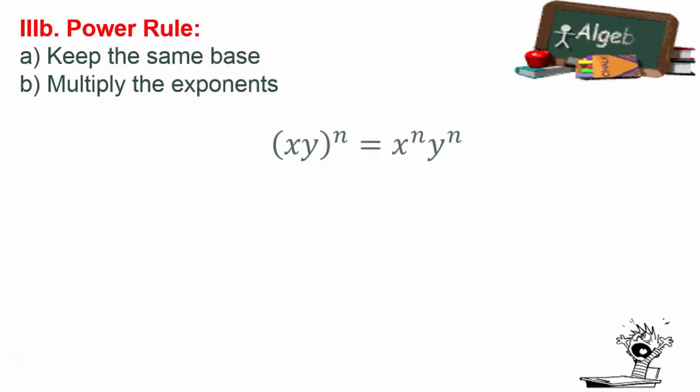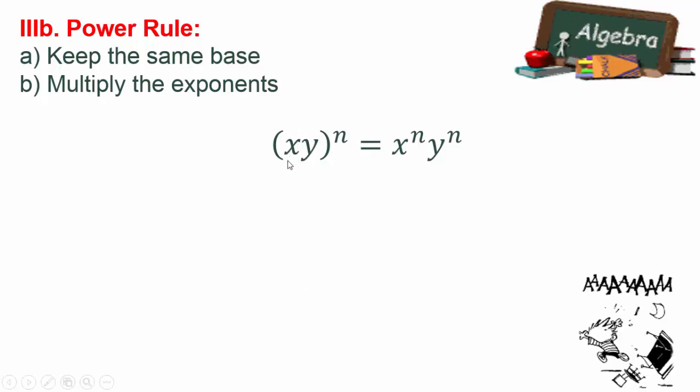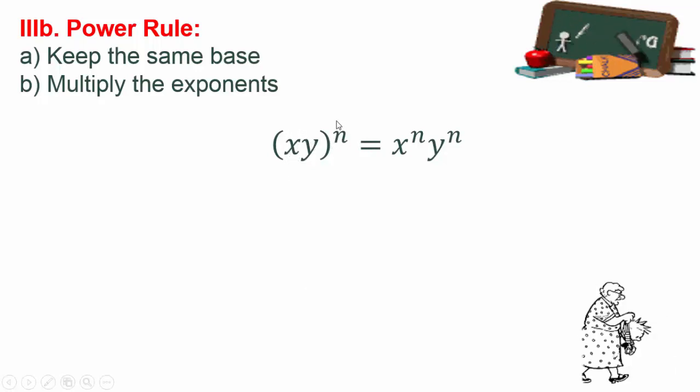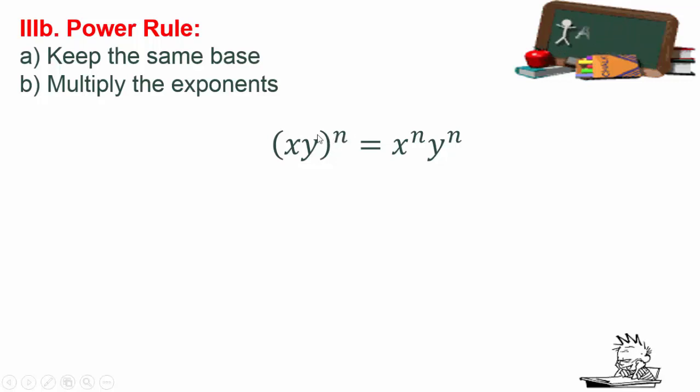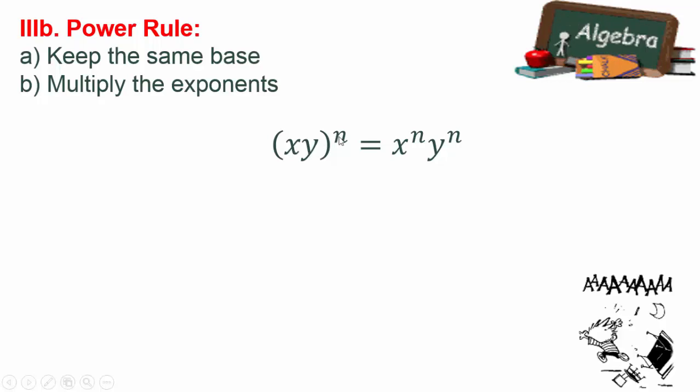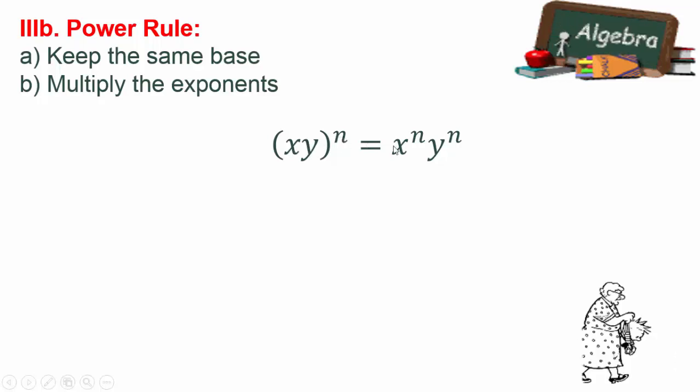Another aspect of the power rule is if we have anything inside the bracket. So here, when we have the power outside of the bracket, we have to bring the power inside to everything that's inside the bracket. In this case, we have inside the bracket x and y, so that means we have x to the n, y to the n.